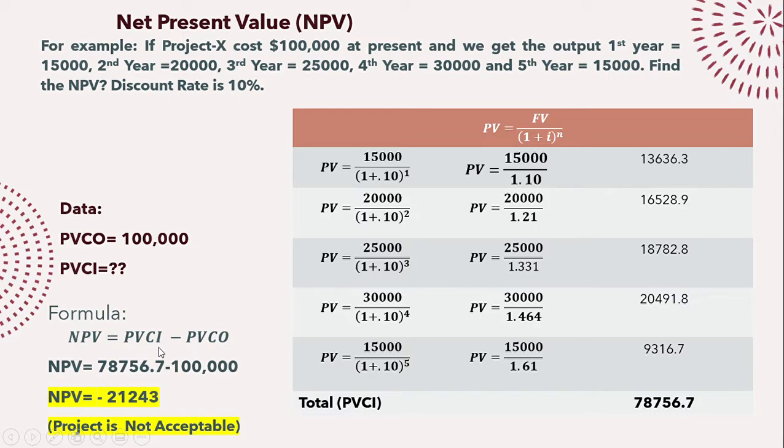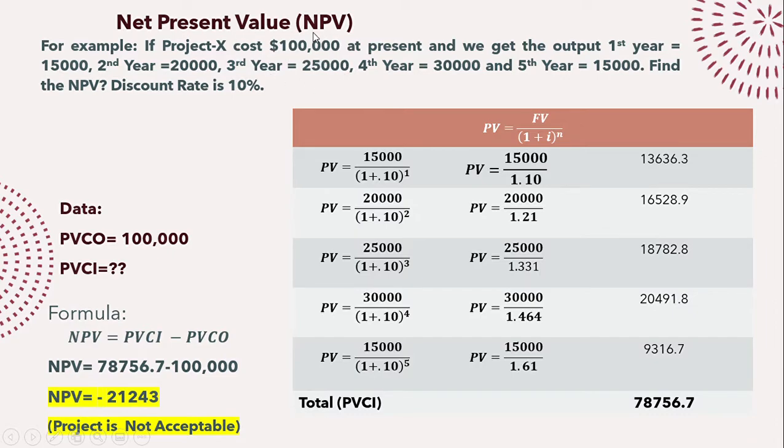For example, let's discuss this problem first. If a project X costs $1 lakh at present, and we get the output at the end of the first year, that's 15,000. At the end of the second year, 20,000. Third year, 25,000. Fourth year, 30,000. And fifth year, 15,000. Find the NPV. The discount rate is 10%.